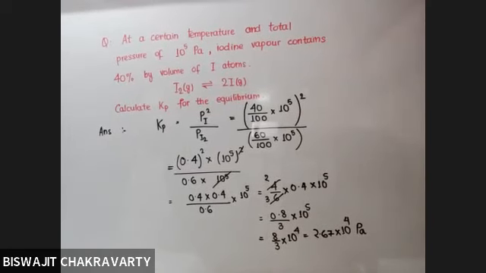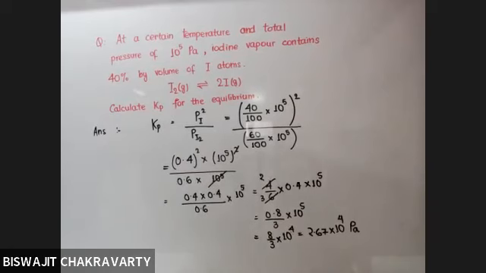So there are only two types of vapors. One is iodine atom vapor, the other is iodine molecule vapor. So if the percentage of iodine atom vapor is 40, then the rest will be iodine molecule vapor. And instead of writing the mole fraction, we have taken volume fraction because number of moles and volume are proportional to each other. Can I proceed further?